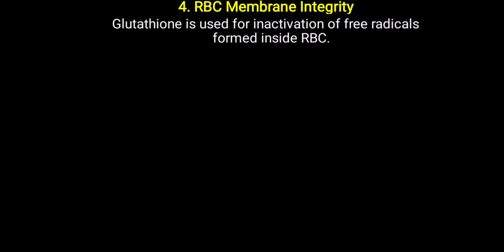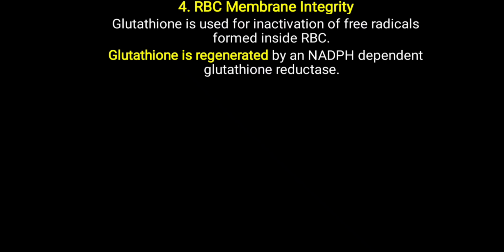So what are the free radicals which are normally produced in the cell? They can be detoxified with the help of glutathione. The free radicals generated inside the RBC will generally be destroyed with the help of glutathione. This glutathione is regenerated with the help of NADPH-dependent glutathione reductase. This NADPH is produced as a coenzyme in the HMP shunt pathway, and it is very helpful for glutathione regeneration.